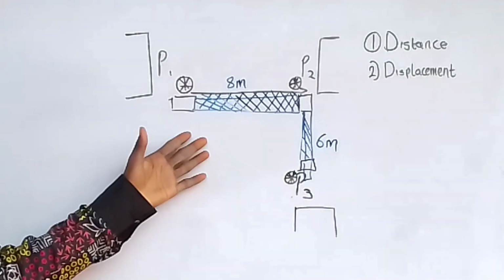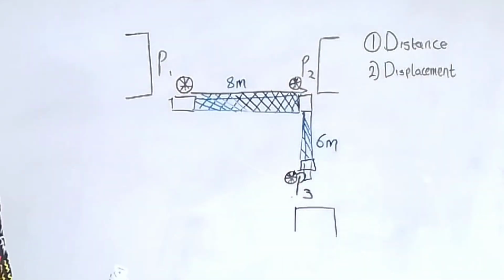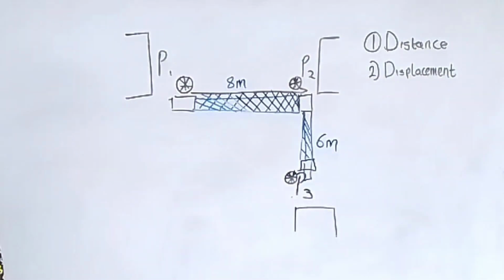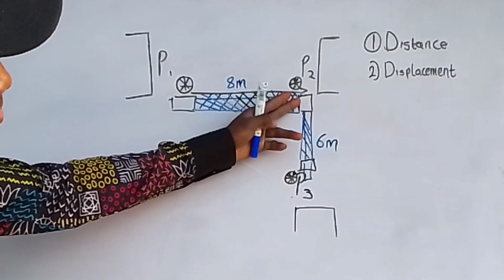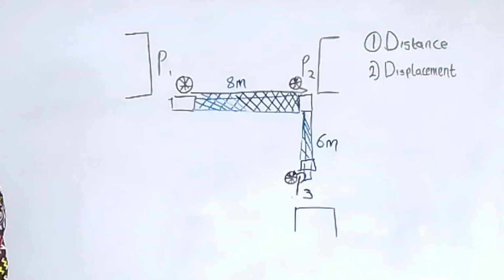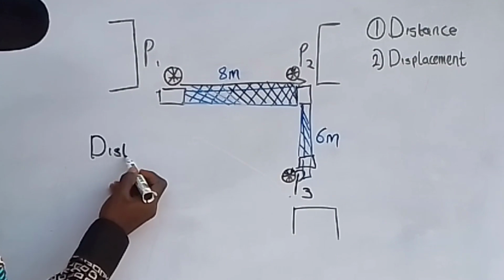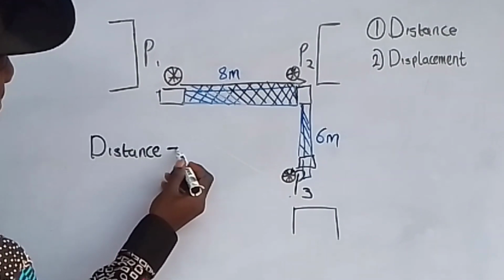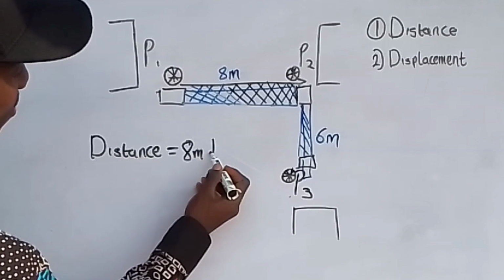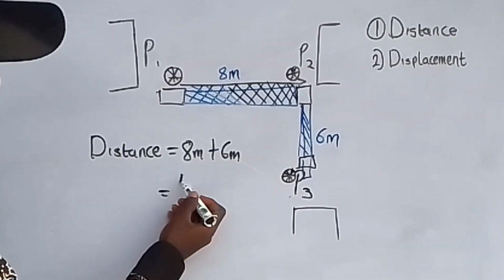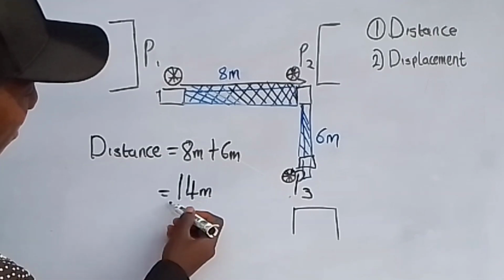Find the distance and displacement. Don't forget that distance is the total length traveled by the object. Now, as player 1 kicked the ball to player 2, the ball covered a distance of 8 meters. As player 2 kicked the ball to player 3, the ball covered a distance of 6 meters. Now, what is the total distance of the ball? The total distance is equal to 8 meters plus 6 meters. So 8 plus 6, that is 14. The total distance is 14 meters.